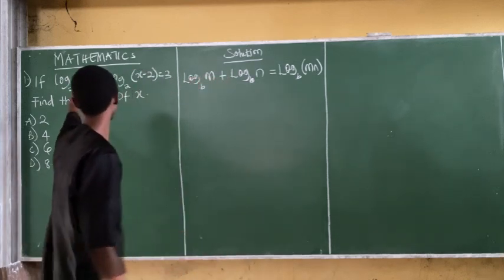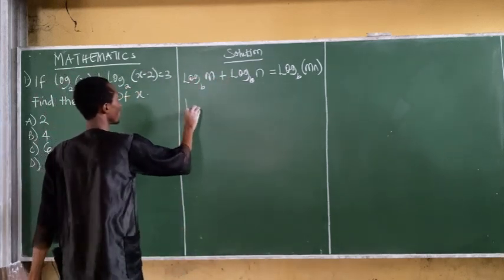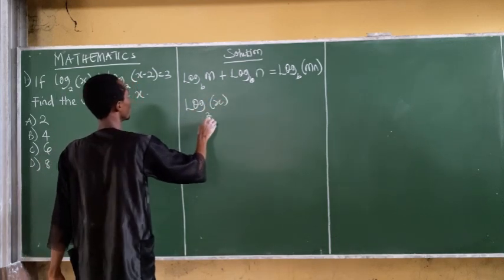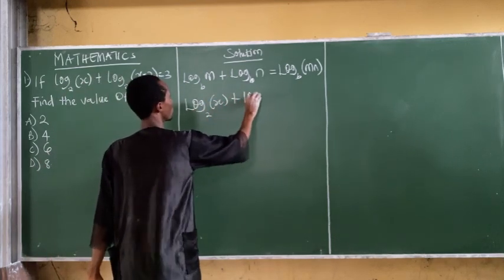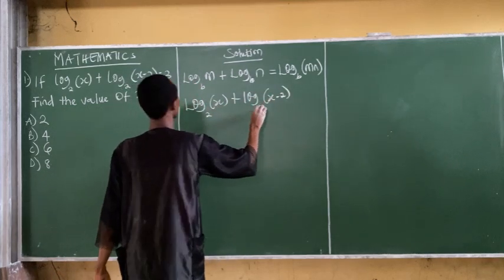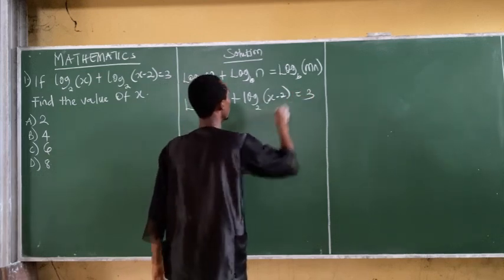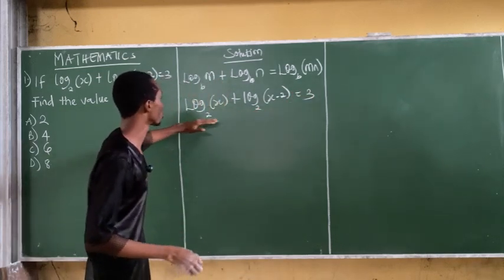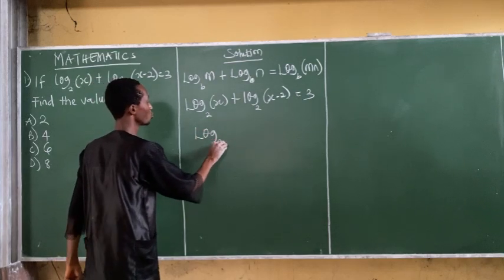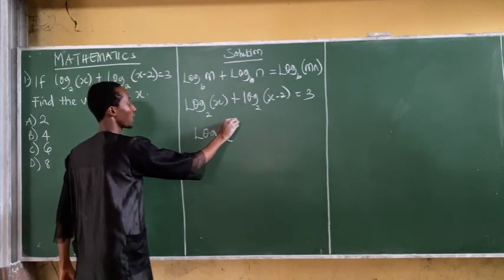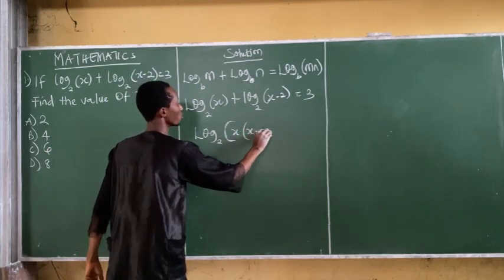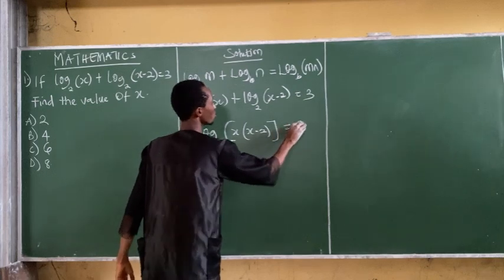If we apply it here to this equation, we have log x to base 2 plus log (x minus 2) base 2 is equal to 3. If you observe, they have the same base, log 2. So we pick one and multiply these: x into (x minus 2), and this is equal to 3.